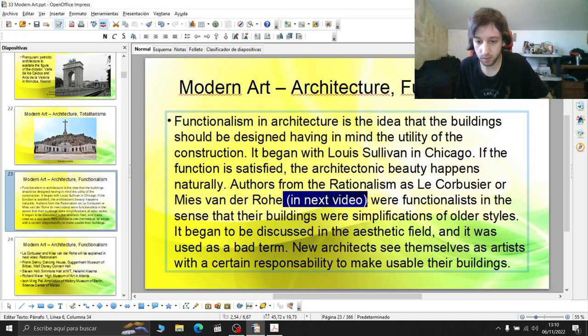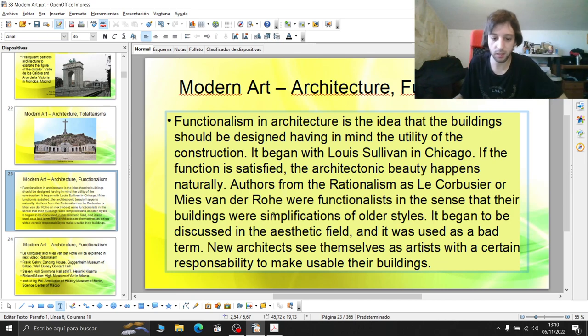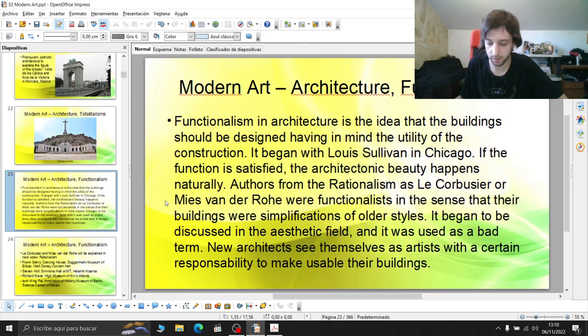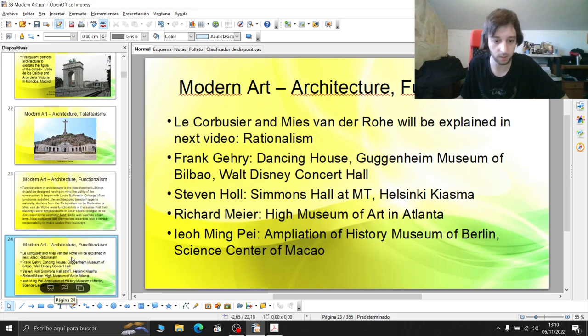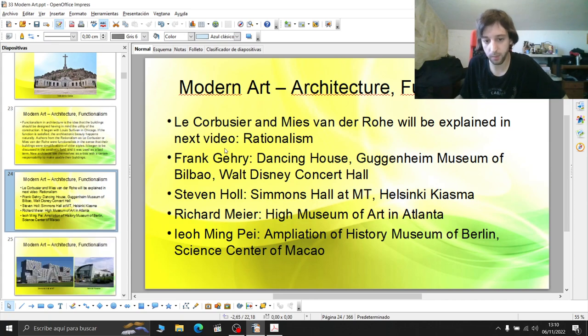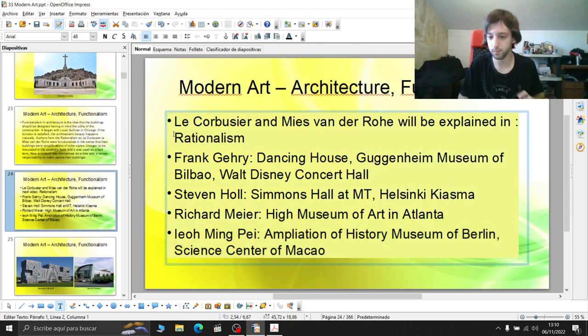were functionalists in the sense that their buildings were simplifications of older styles. It began to be discussed in the aesthetic field, and it was used as a bad term. New architects see themselves as artists with a certain responsibility to make their buildings usable. Le Corbusier and Mies van der Rohe will be explained in Rationalism.